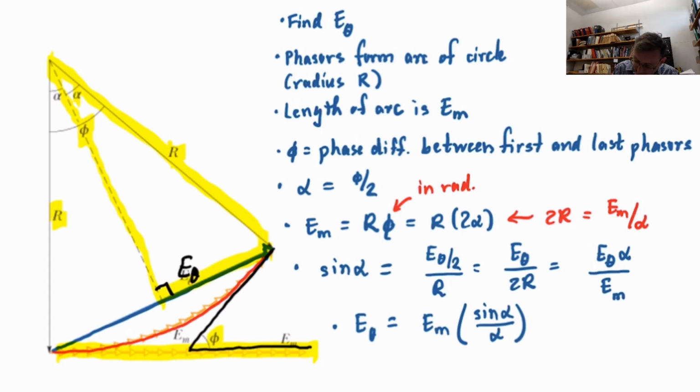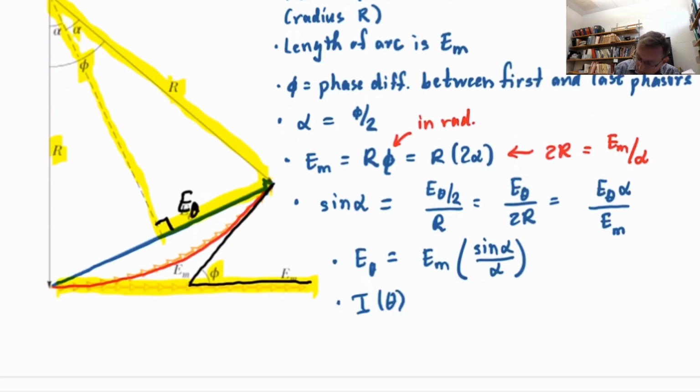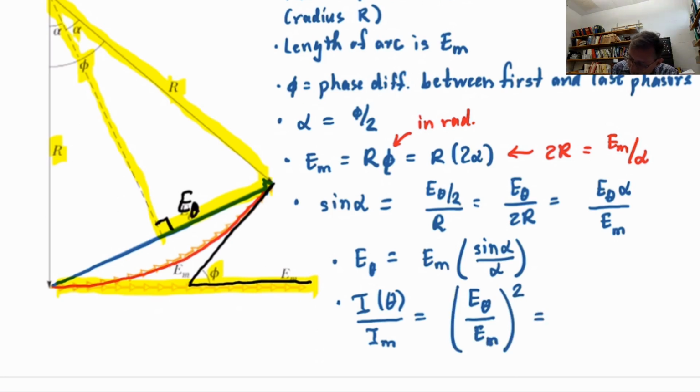Now remember, I'm going to get an expression for the intensity at angle theta divided by the maximum intensity. It will be given by the resultant amplitude at angle theta, E theta, over the maximum amplitude, E max, squared. The intensity goes like the amplitude of the net wave squared. And so that goes like sine alpha over alpha squared, where alpha is this angle up here, which is half of phi.